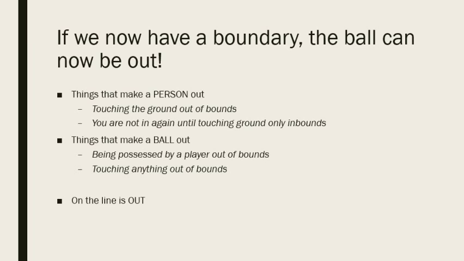Things that make a ball out. So if you're holding a ball and you are out of bounds, then that ball is considered out of bounds. If the ball touches anything out of bounds except for a player who's in play, that ball is considered out of bounds. The other thing to keep in mind here is that on the line is considered out. So just be aware of that if you're touching any part of the line, if you have a marked line, or where the line would be if you've got cones, on the line is out.